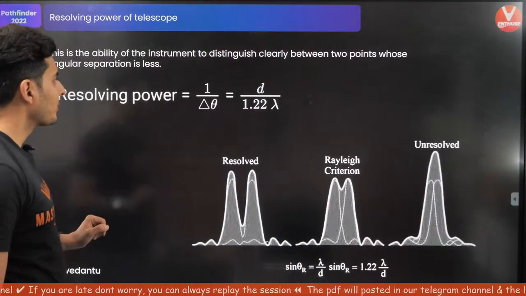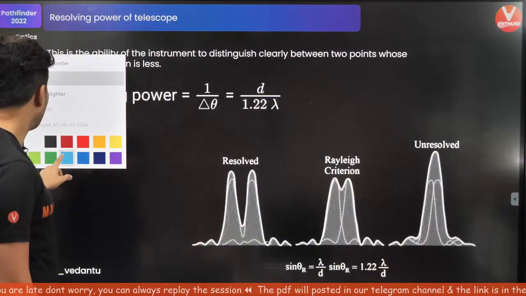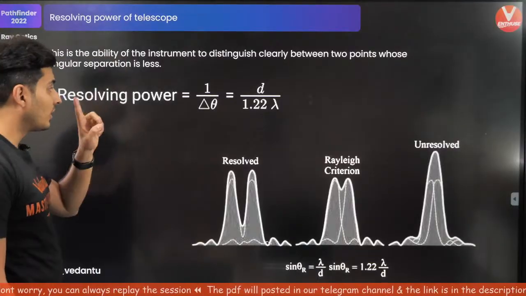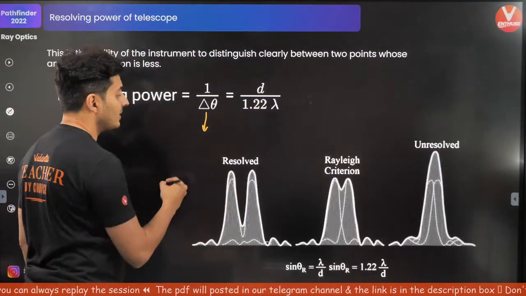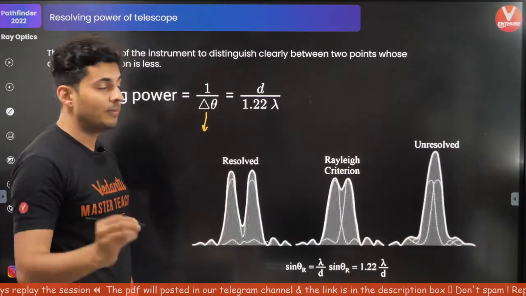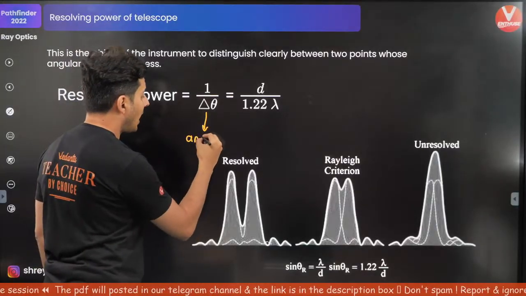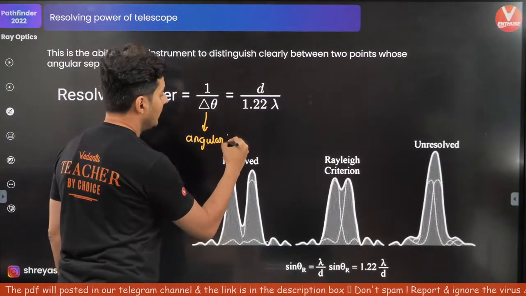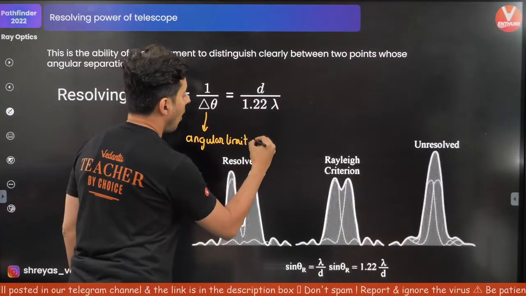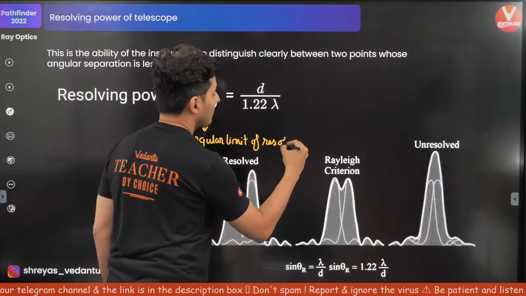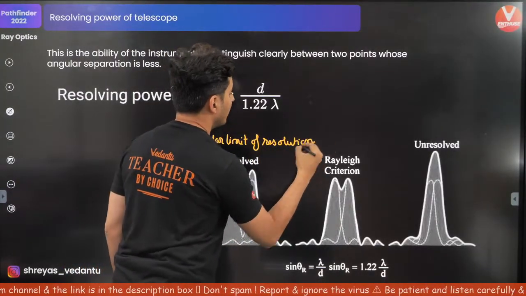And that formula is again mentioned over here. But remember, in this case for a telescope, it is not a distance, but it is the angular limit. So this is the angular limit of resolution. Angular limit of resolution.